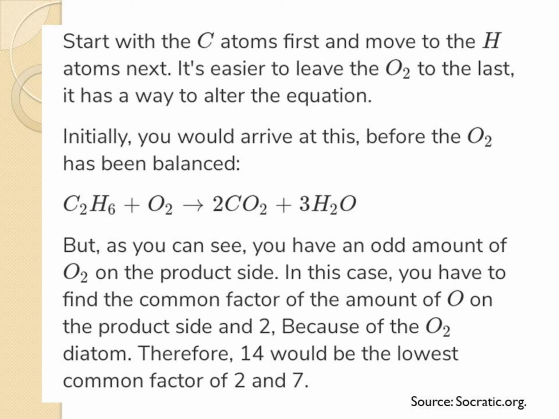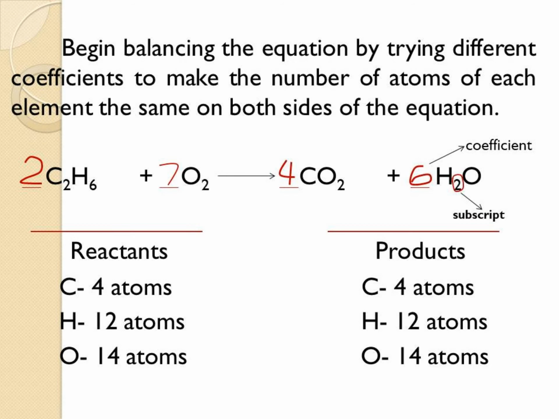Therefore, 14 would be the lowest common multiple of 2 and 7. So to begin balancing the equation, we will use coefficients 2, 7, 4, and 6 for this chemical reaction. You can see that by using the coefficients here, the chemical equation of the combustion of ethane is already balanced. So just study how it was done.